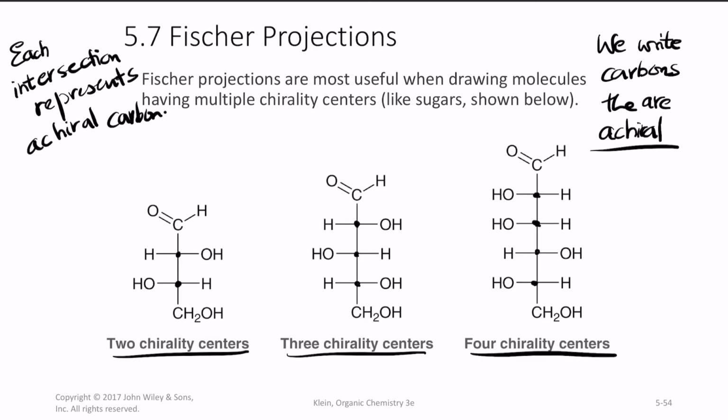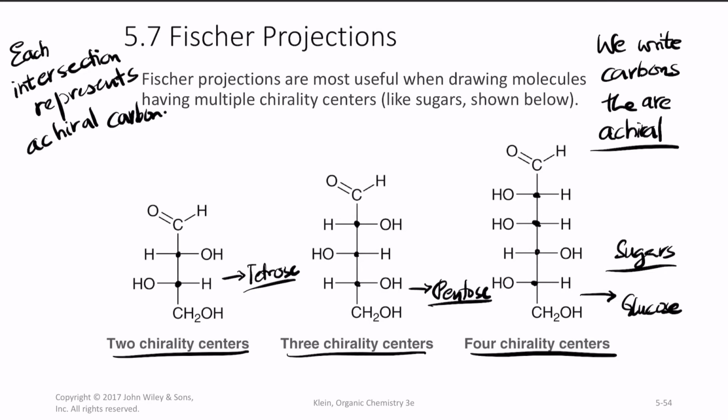If you already know some biology, you would realize that these are molecules of sugars. So these are common structures of sugars. This structure here is glucose, this is a pentose, and this is a tetrose. So these are examples of sugars that are written as Fischer projections. Fischer projections are generally used for sugars because they are easy to write down.